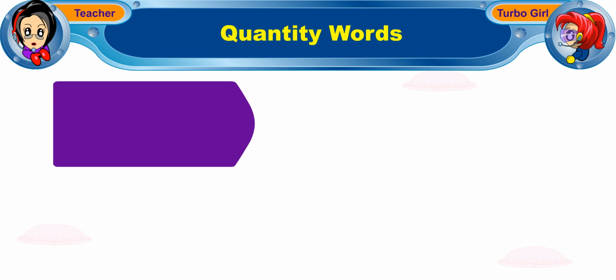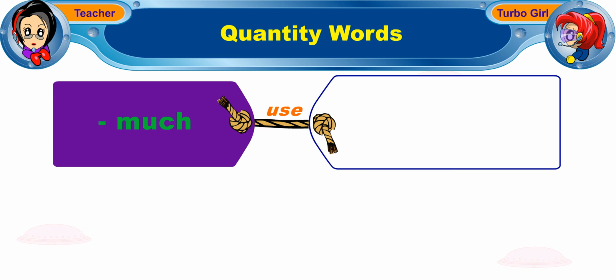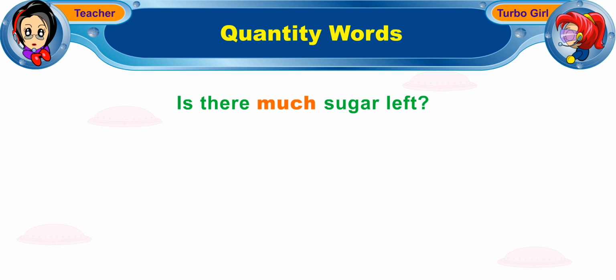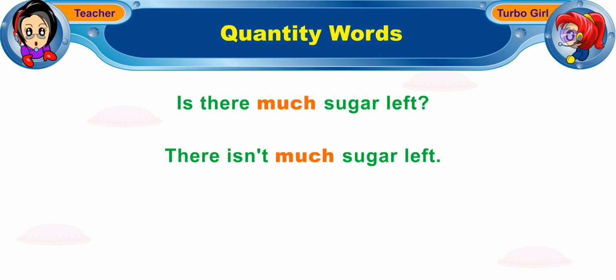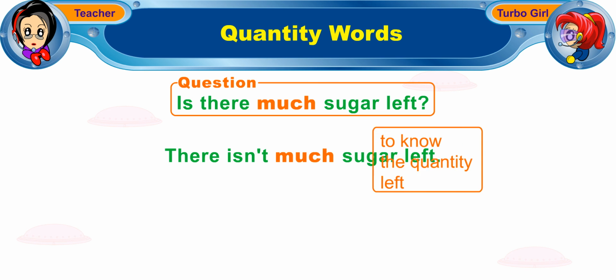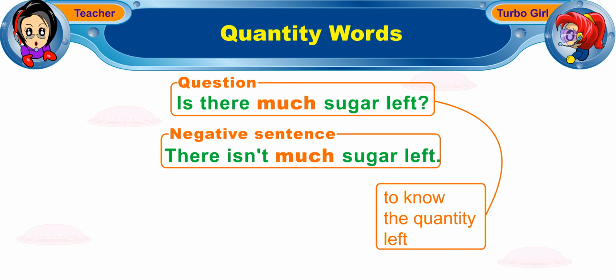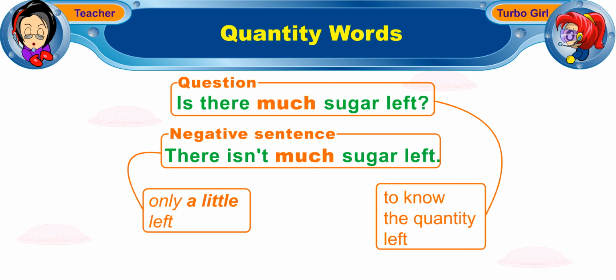Finally, we normally use much in questions and negative sentences. For example, is there much sugar left? There isn't much sugar left. We use the quantity word much in the question when we want to know the quantity of sugar left, and we use it in the negative sentence to show that there is only a little sugar left.